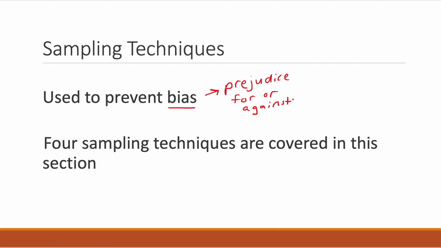So when I select the people to be in my sample, I want to be sure that I don't have any bias. I don't want any prejudice. I don't want to lean more towards selecting one person rather than another. I want to be sure that I'm being fair. And so these 4 sampling techniques that we're covering in this section are designed to prevent that prejudice or that bias from coming into play.